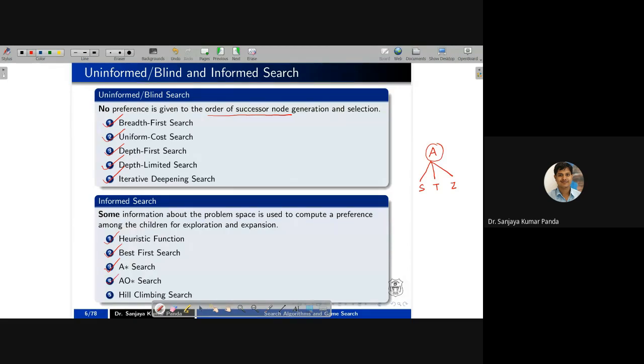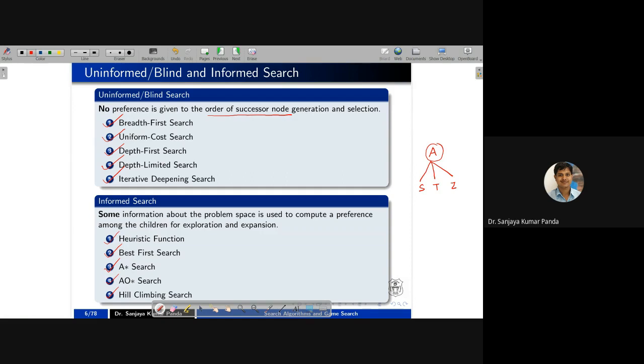The next one is hill climbing search. If you go to the Play Store, you can find there is an application called hill climbing, where you have to ride a vehicle in the hill area. The same concept applied here, that is called hill climbing search. We'll see in detail about this.